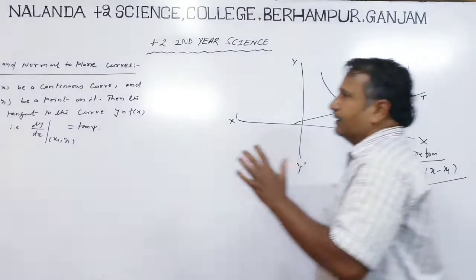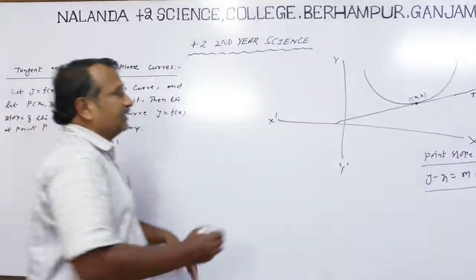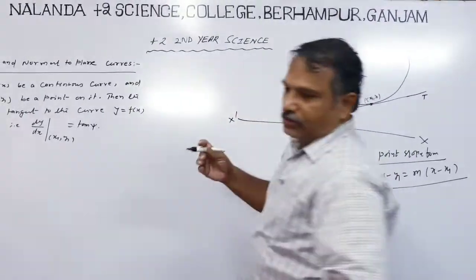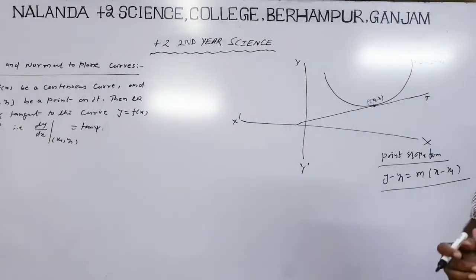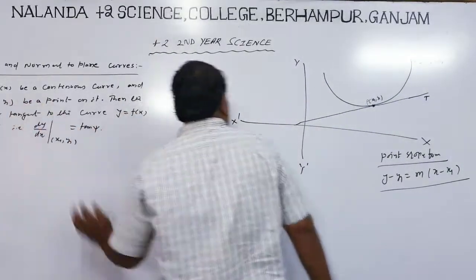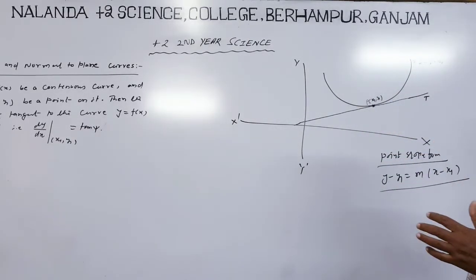Now here what is the definition? Let y equal to f of x be a continuous graph. This is a continuous graph. So what is continuous? Left element, right element, note that. And let a point P (x1, y1) be a point on it.